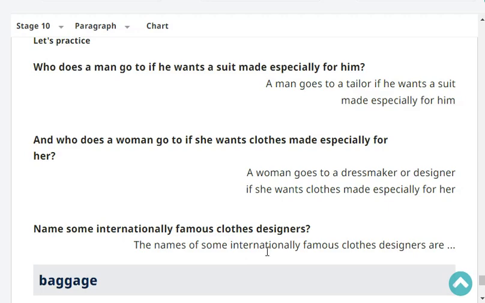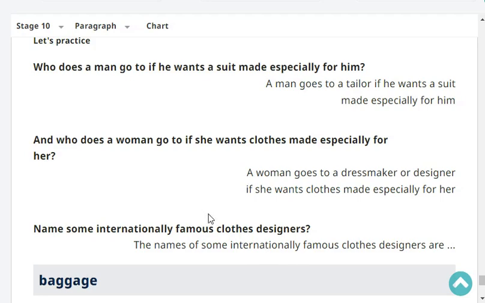Name some internationally famous clothes designers, please. The names of some internationally famous clothes designers are Issey Miyake, Chanel, Kenzo, etc. That's correct. And Uniqlo.